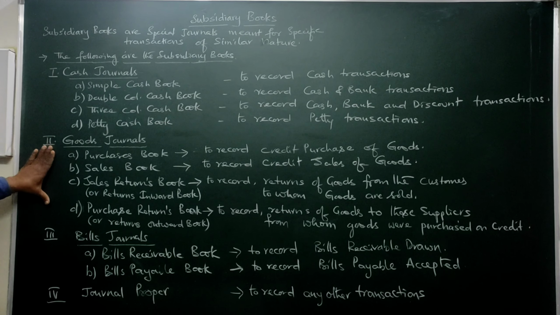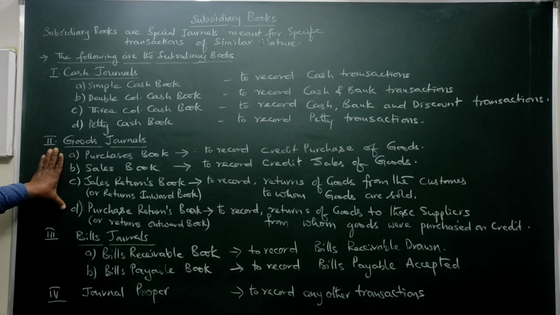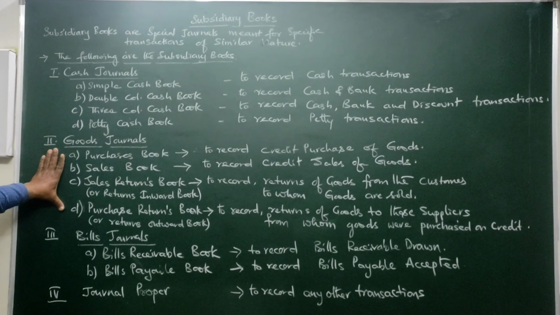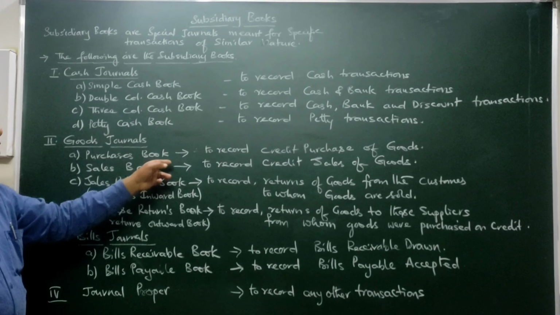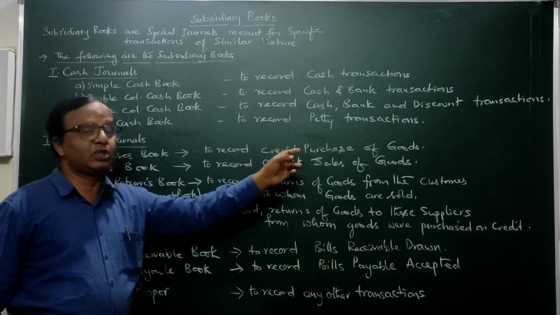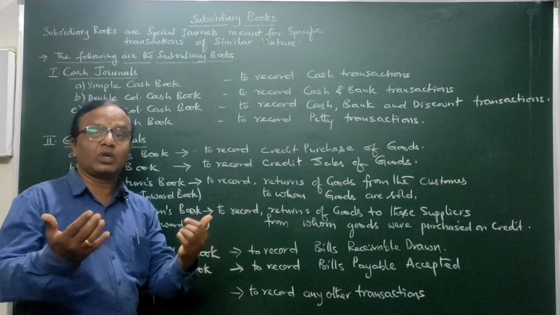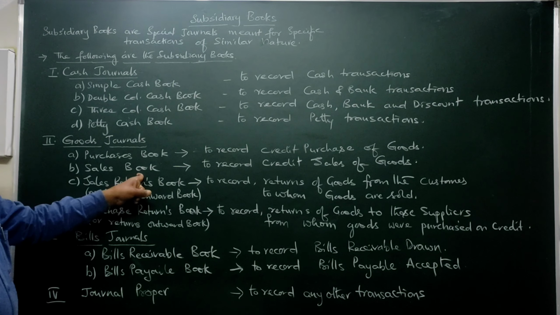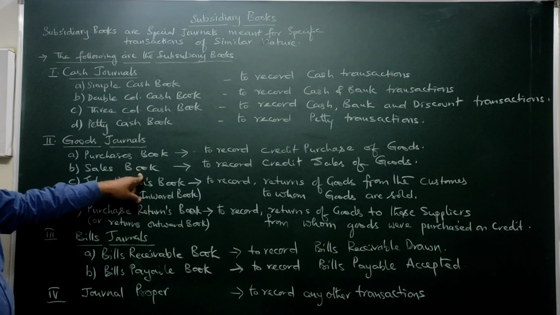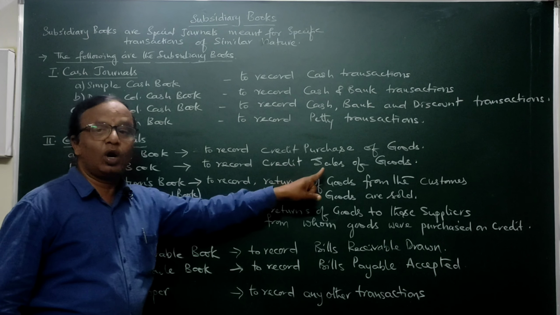Then coming to the next type of journals, they are called goods journals, that is, journals relating to goods. In other words, to record the transactions relating to goods, these special journals are maintained. Just like the purchase book. This book is maintained in order to record only the credit purchase of goods. That means whatever goods are purchased on credit are recorded in this purchase book. Then similarly, the sales book. This is another subsidiary book. What for? To record credit sale of goods only.